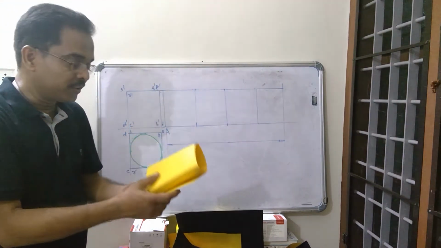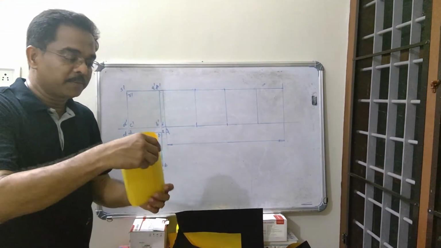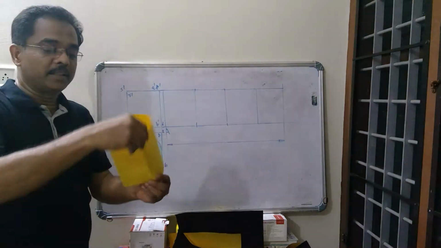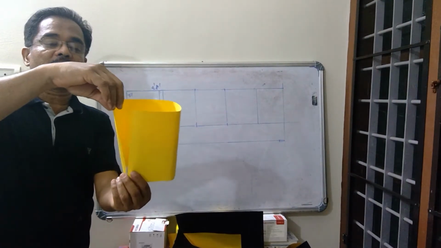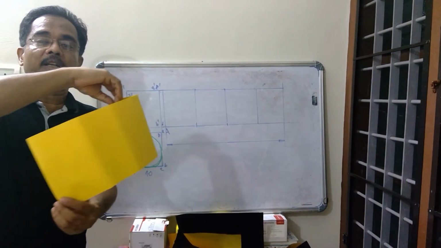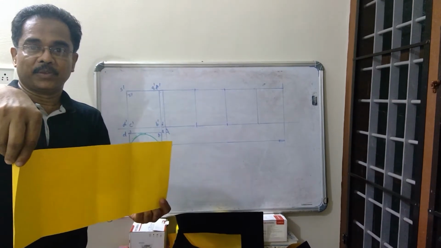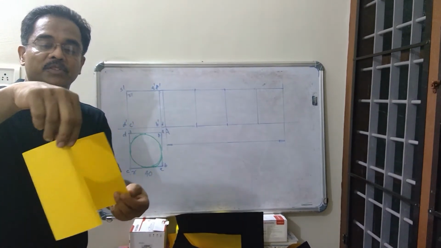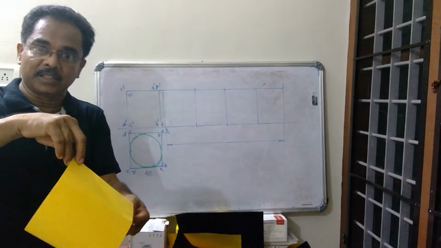Okay. And you can see that here the unfolding of the sheet is taking place parallel to the axis of the solid. So this development is called parallel line development.